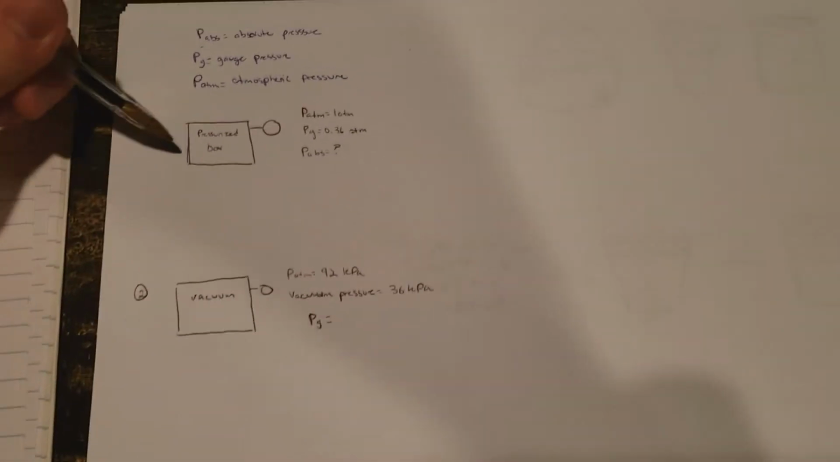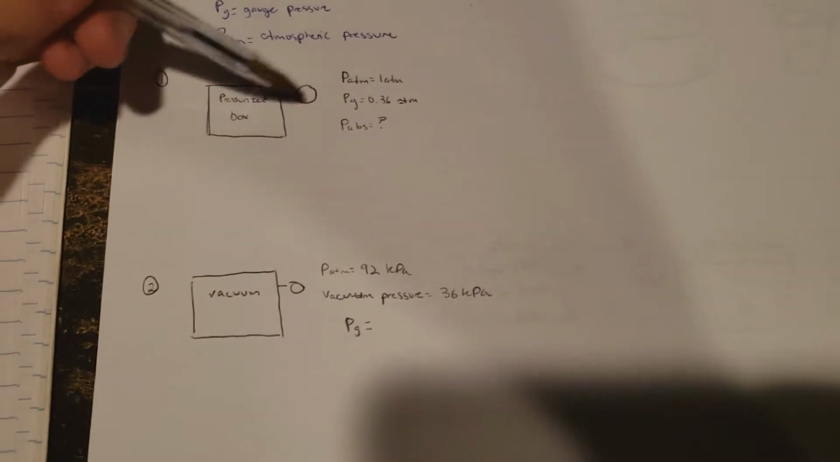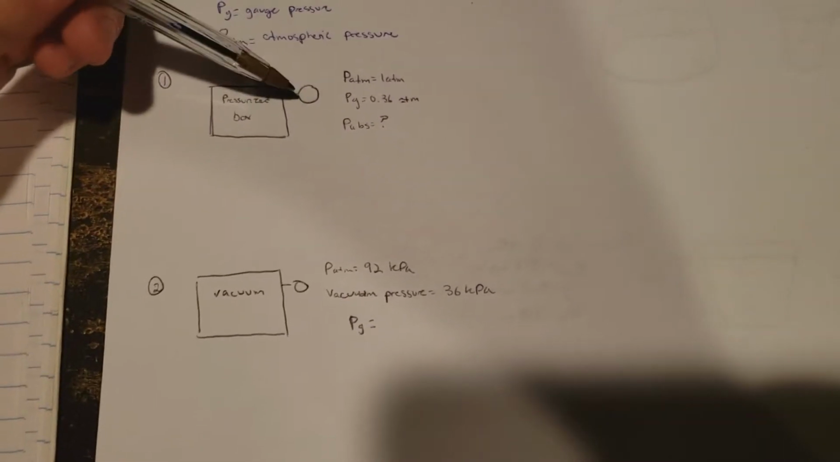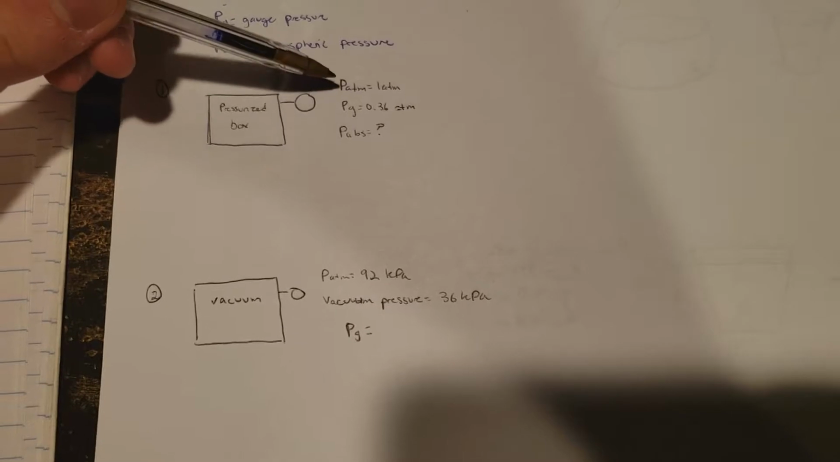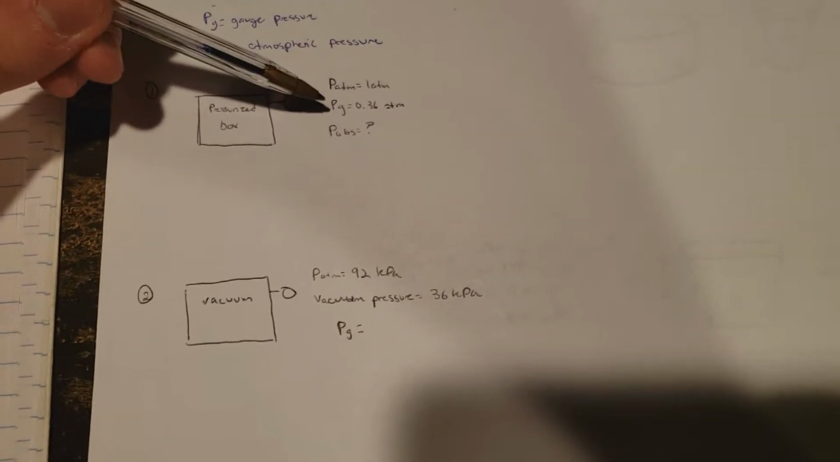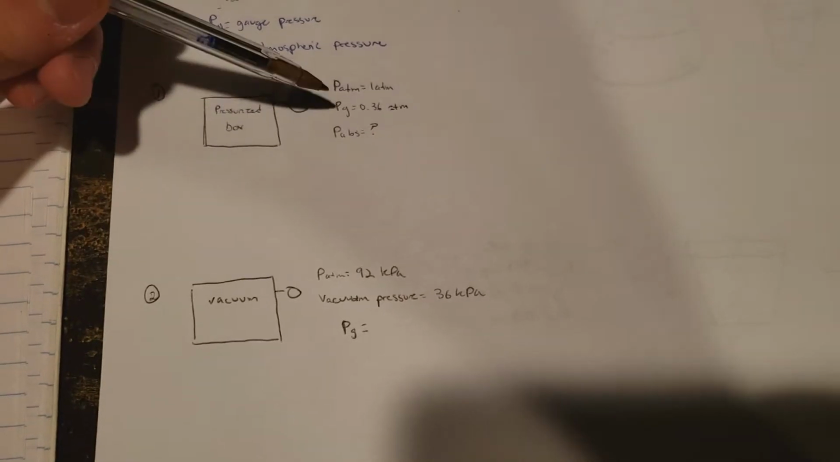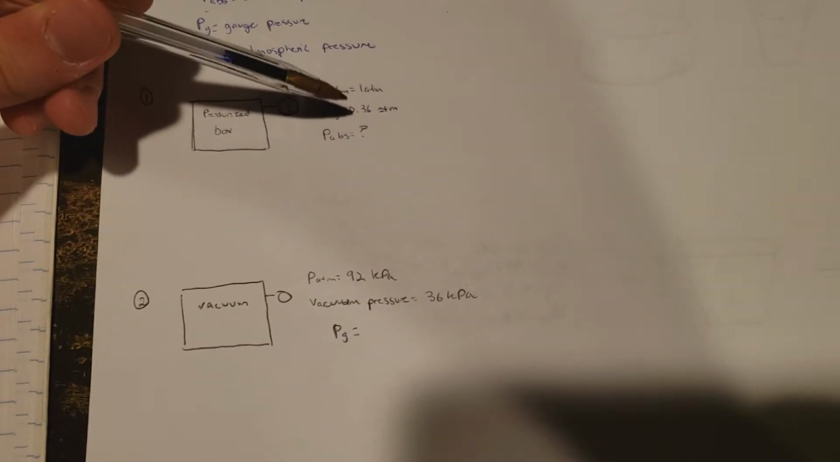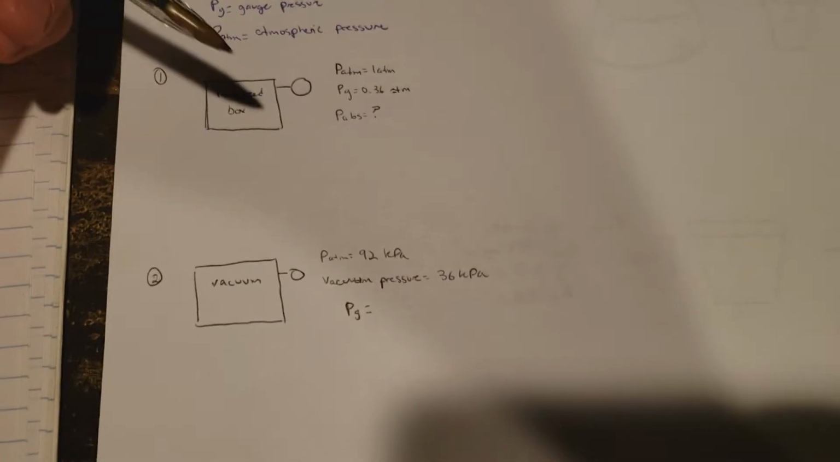So first example, we're going to have this pressurized box, and it's going to have a gauge meter, right here, gauge pressure meter. And our atmospheric pressure is just going to be 1 atm. We're going to keep this problem really simple. So our meter is telling us that the gauge pressure is 0.36 atm. What is our absolute pressure?